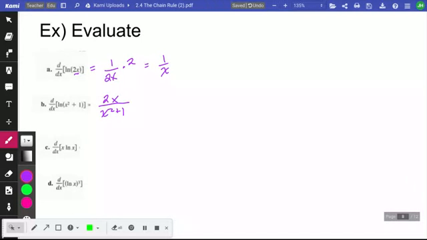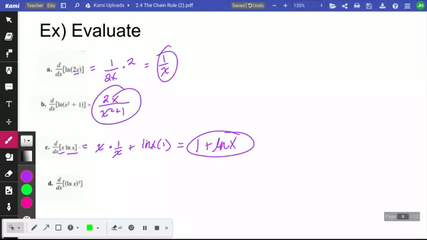This one's a product rule. It's telling us that d over dx is an operation. It's telling you to take the derivative of this. So there's my 1, there's my 2. So I'm going to do 1 d2, the derivative of natural log of x is 1 over x, plus 2 d1, which is just 1, natural log of x times 1. If I simplify that, I get x times 1 over x is just 1, plus natural log of x.